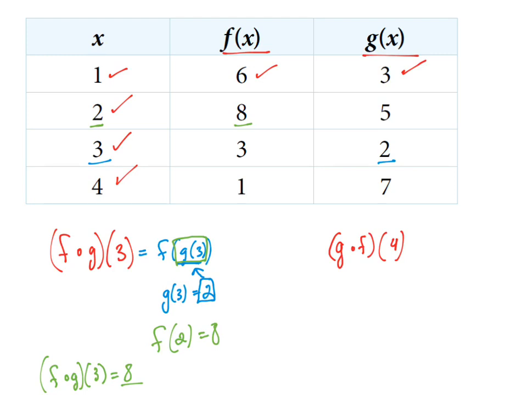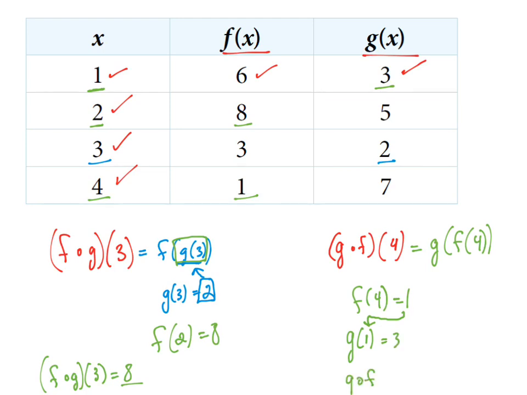Similarly, g circle f of 4, how we can think of that is g of f of 4. So evaluate f of 4 first. So go down to 4. For the f function, we get 1. And then we're going to input that into the g function. So whatever the output is for f of 4, we're going to input that into the g function. G of 1, go over to 1, and then in the g function we get 3. So when it's all said and done, we're going to say g circle f of 4 is equal to 3.